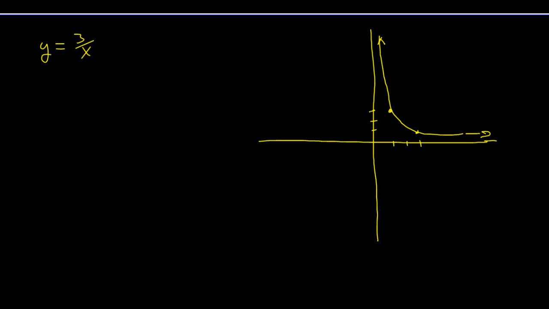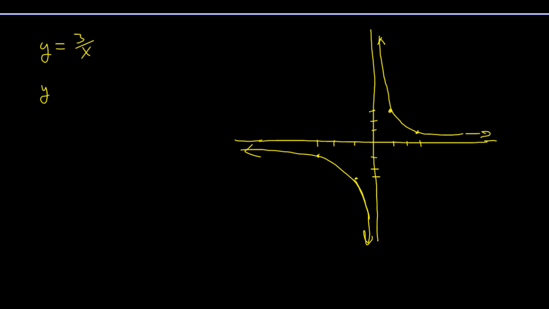something like this. Also, when x is negative 1, y is going to be negative 3. And when x is negative 3, y is going to be negative 1. So I have the other half of my hyperbola down in the third quadrant. So that is what my graph is going to look like.